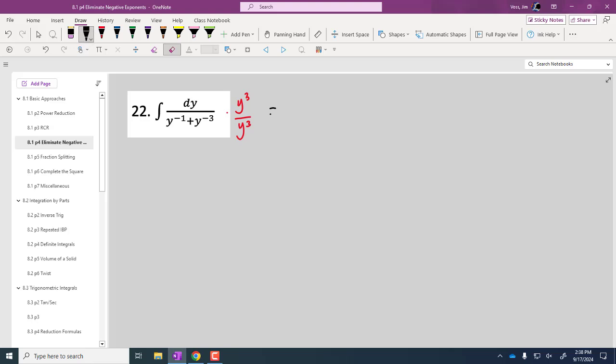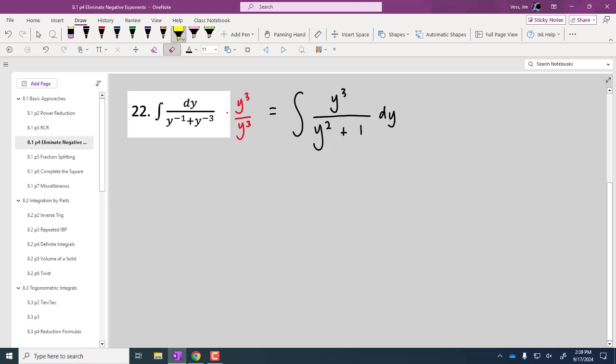In the numerator, it's just y cubed now. And in the denominator, what are we going to have? Y squared plus 1. Very good. Does everybody see that? That y cubed is being distributed, so it hits that and hits that. We have y to the 3 times y to the negative 1. Powers with the same base, add the exponents.